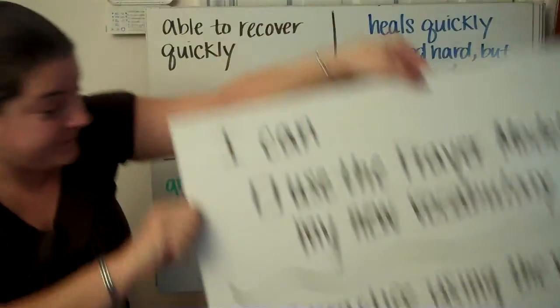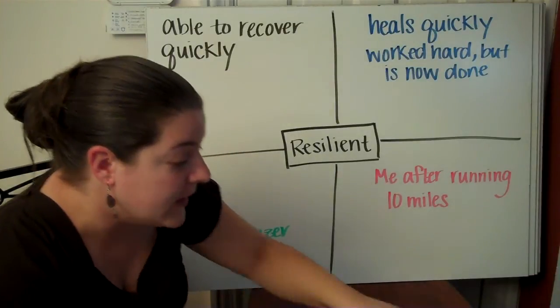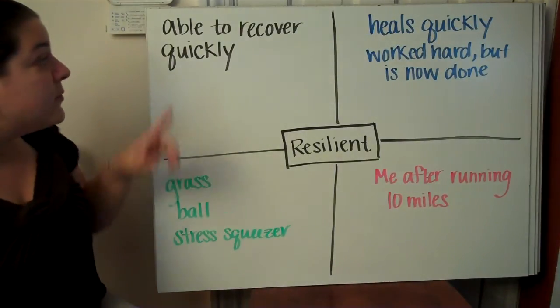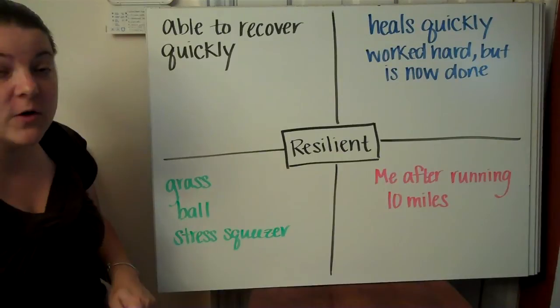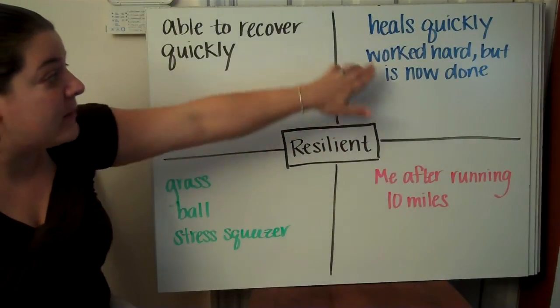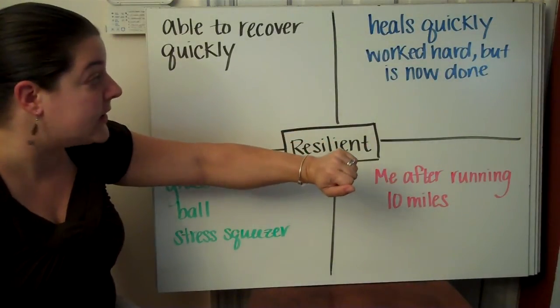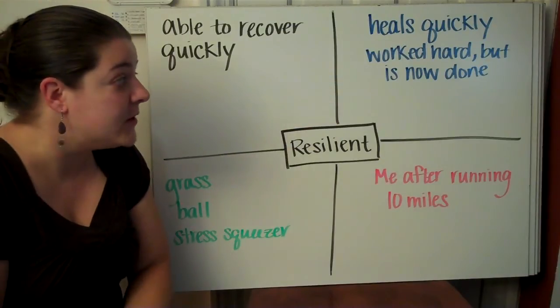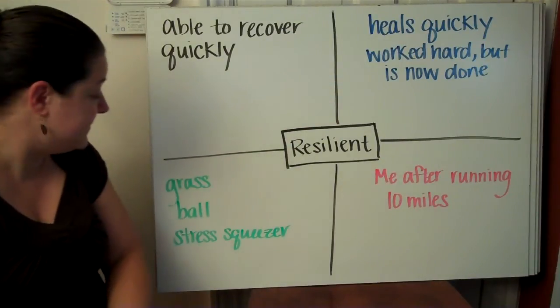So let's begin. Our first word of the week is resilient. Resilient means able to recover quickly. So that would mean it's able to heal quickly and that perhaps it has worked hard, but it's now done.